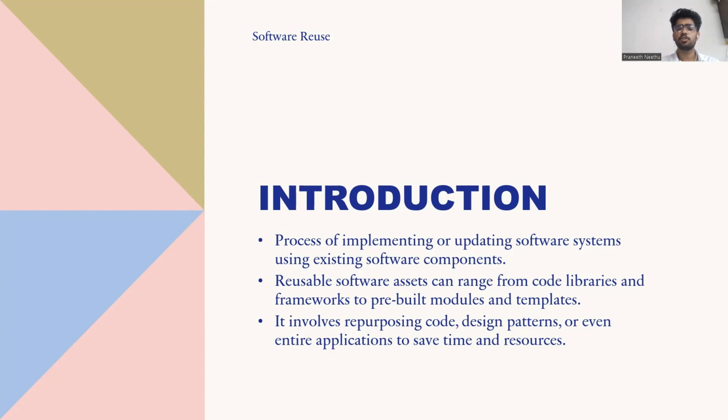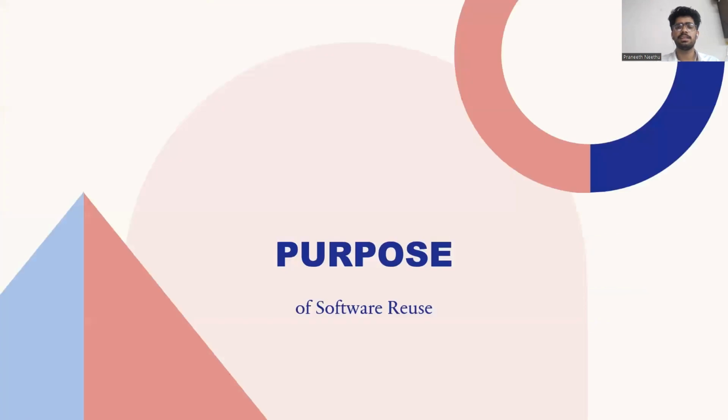Software reuse is the use of existing software or software knowledge to build new software for an individual or an organization. It is also called code reuse. Systematic software reuse is the most promising and best-performing strategy for increasing productivity and improving quality in the software industry. It involves repurposing of code, design patterns, and even entire applications to save time and resources.